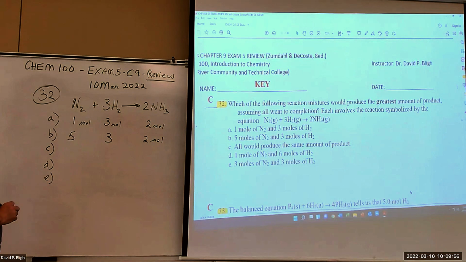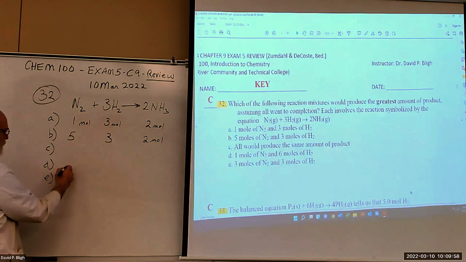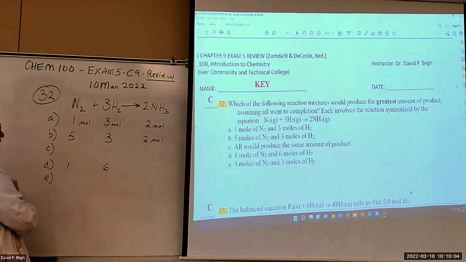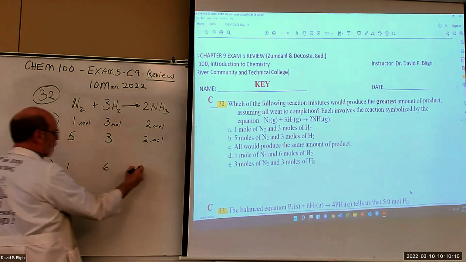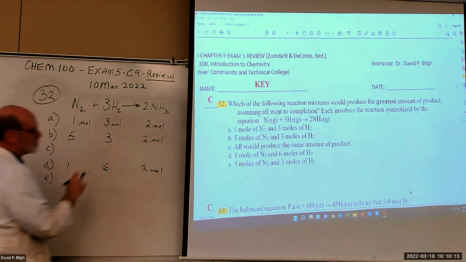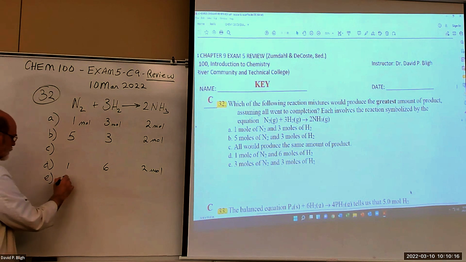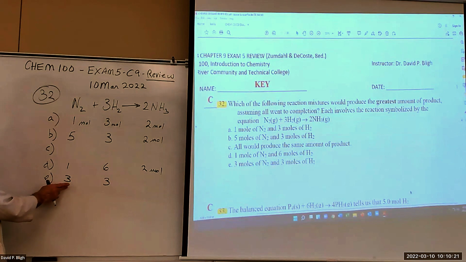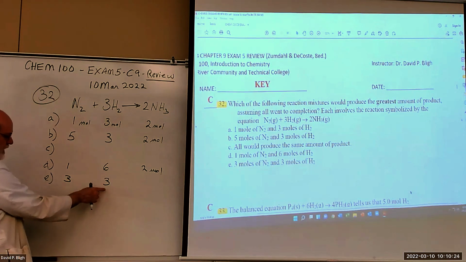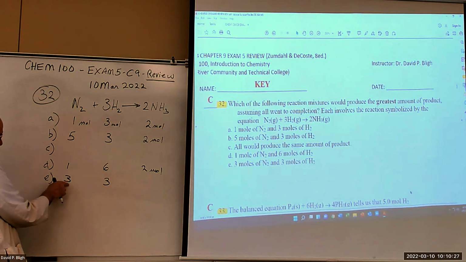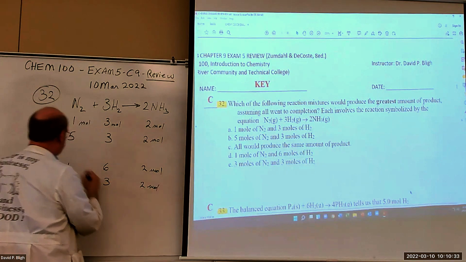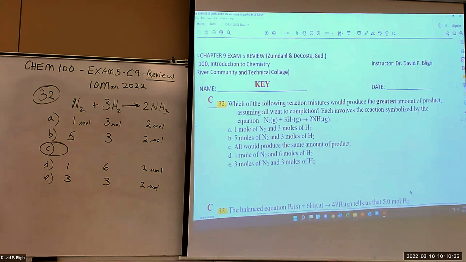We have to skip C because we can't answer it until we do the others. So 1 mole of nitrogen and 6 moles of hydrogen. Now, hydrogen is in excess. We've only got 1 mole of nitrogen, which would also produce 2 moles of ammonia. And with 3 moles of nitrogen and 3 moles of hydrogen, nitrogen again is in excess because it needs to be a ratio of 1 to 3. So this one's excess, this is limiting. 3 produces 2. So the answer is C. All would produce the same amount of product.